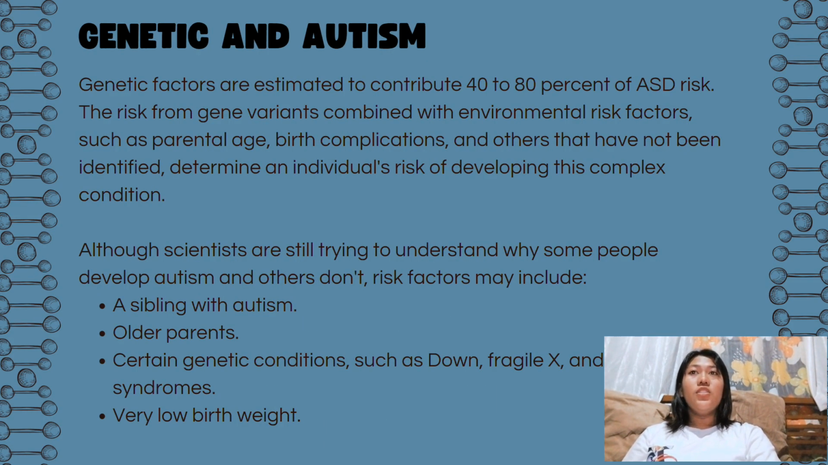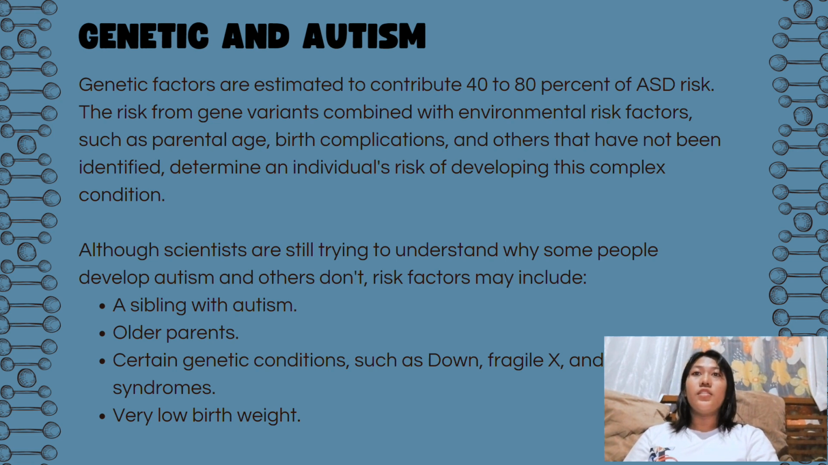Next is genetics and autism. Genetic factors are estimated to contribute 40 to 80% of ASD risk. The risk from gene variants combined with environmental risk factors such as parental age, birth complications, and others that have not been identified determine an individual's risk of developing this complex condition.